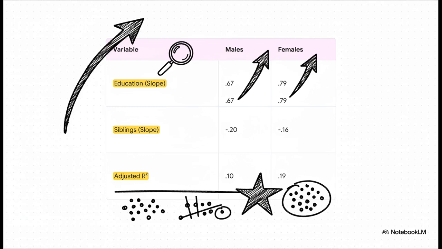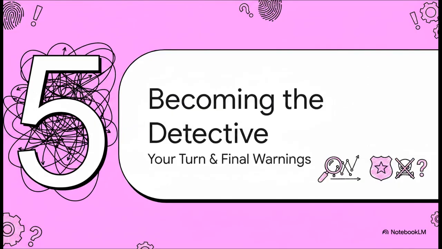But look at that adjusted R-squared. For men, our variables explain about 10% of the outcome. But for women, it's 19%. That is almost double. Our model is a much, much better explanation for when women have their first child than it is for men. So there you have it. We went from a simple line on a graph to a pretty complex story with a surprising twist at the end.